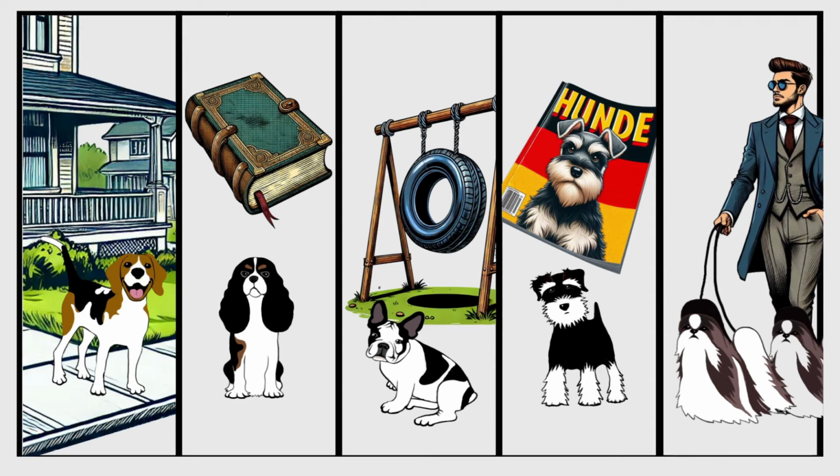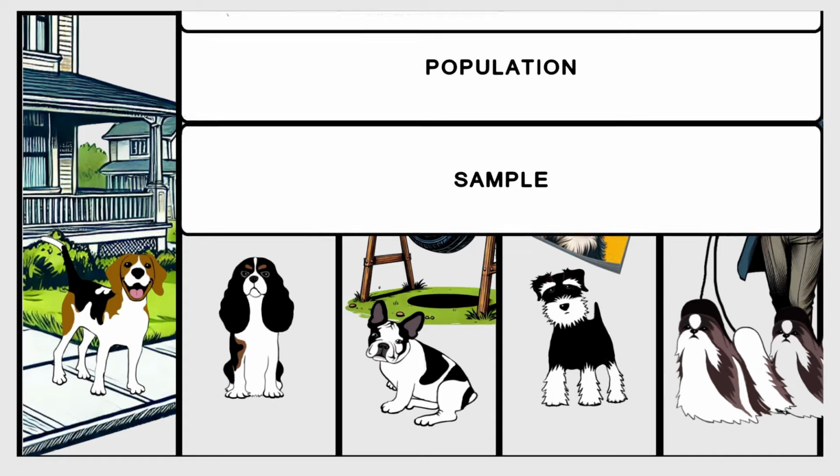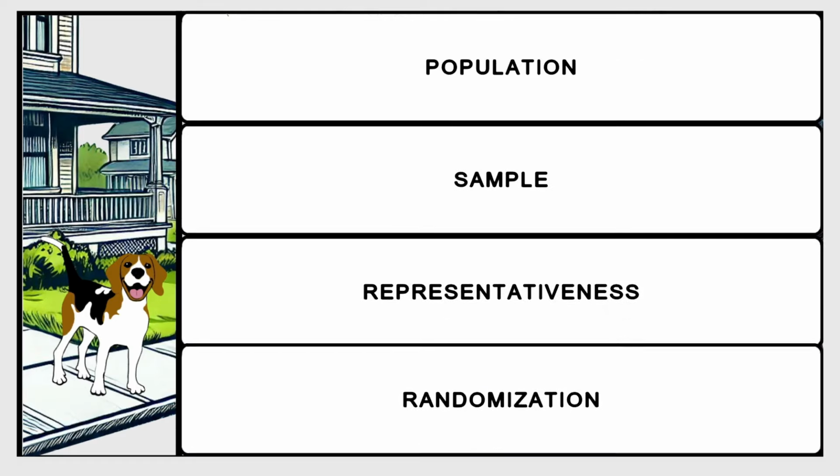What do you think? Is it a good idea? Has everything been thought through? Not really. There are many questions about such a project, and we will address them all. Any research begins with thinking through the principles of collecting experimental data. At this stage, we will need an understanding of 4 terms: population, sample, representativeness, and randomization.